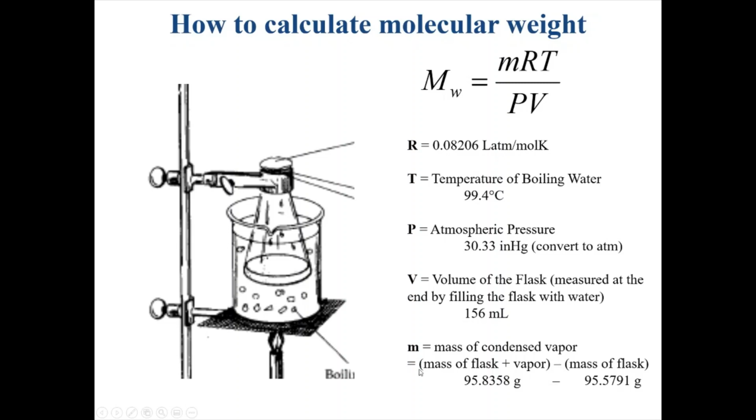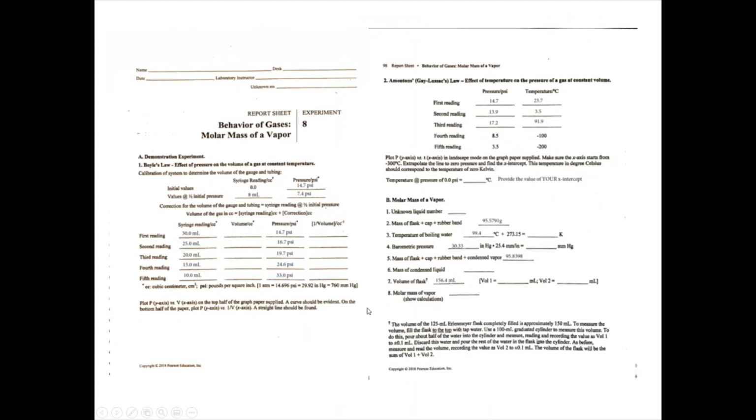So you can use these two numbers to subtract to get the mass of the vapor. And then you have all five things you need in order to calculate the molecular weight. So the last thing I'd like to do is to give a little walkthrough of the data sheet so that you know what to do.